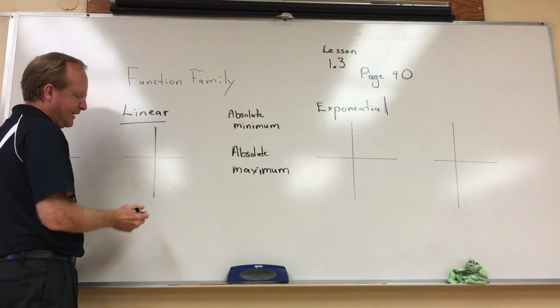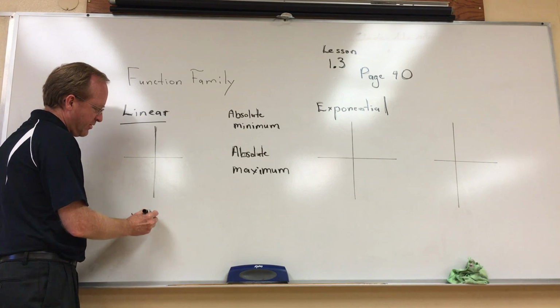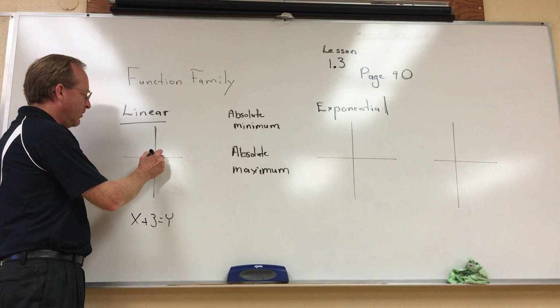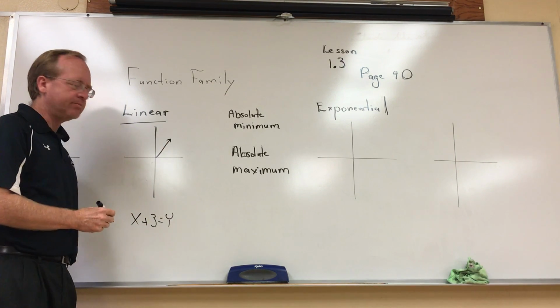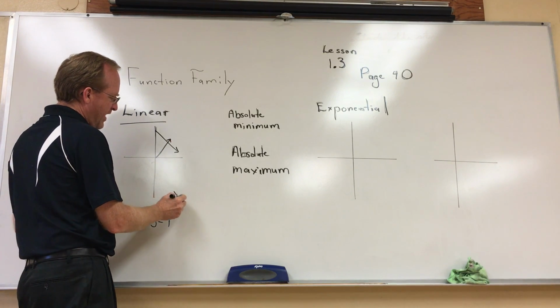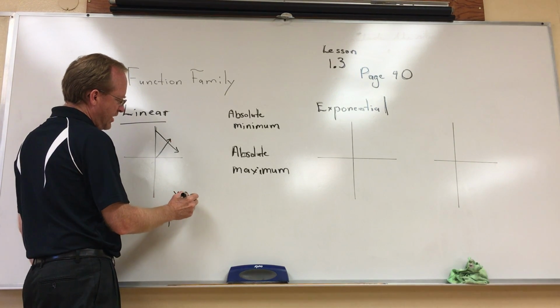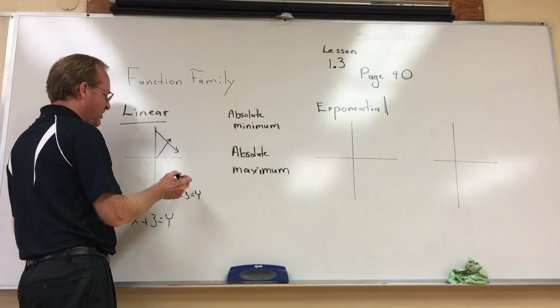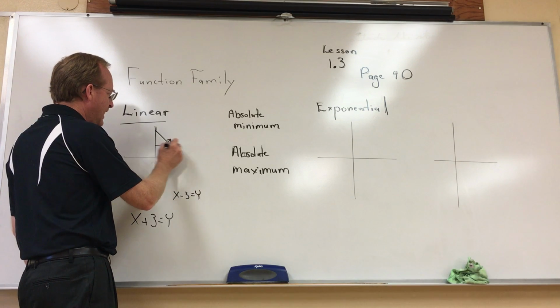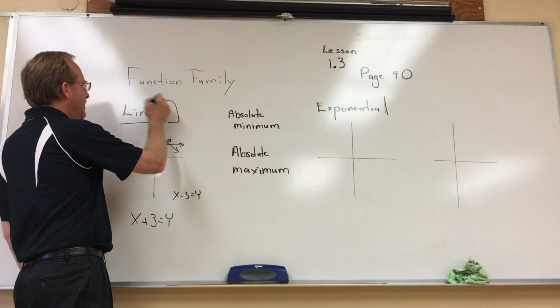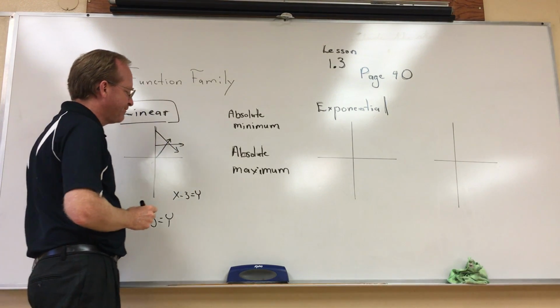Linear functions, let's say for example, maybe like x plus 3 is equal to y, will give you something that looks like a straight line. Now, the line might be going down. For example, we could have x minus 3 equals y, or different things you can do, but the line winds up being straight. Okay? So linear functions, they produce a straight line.